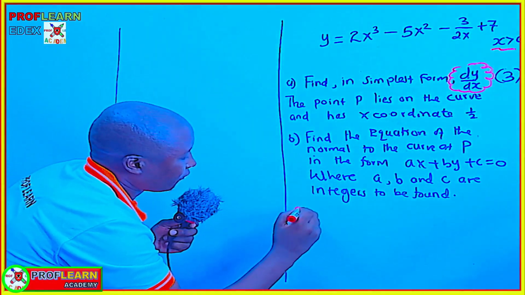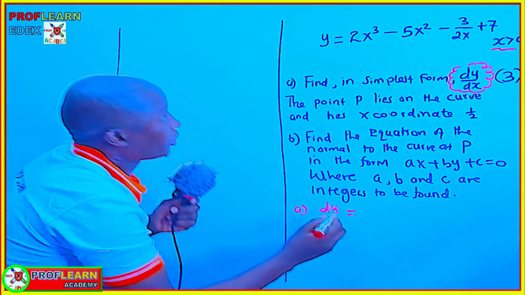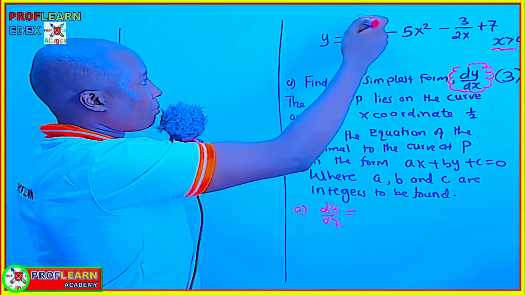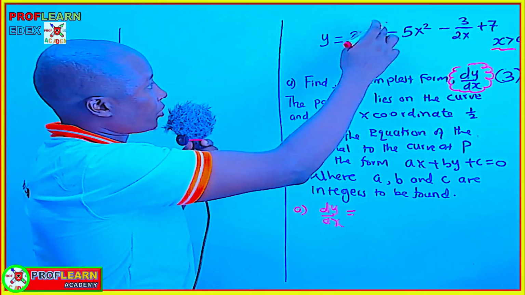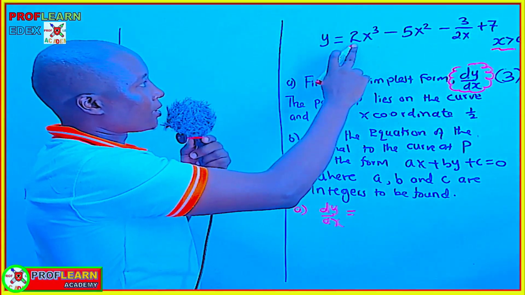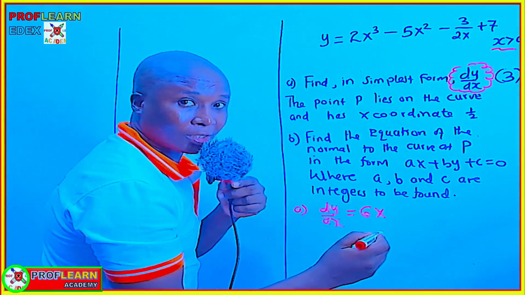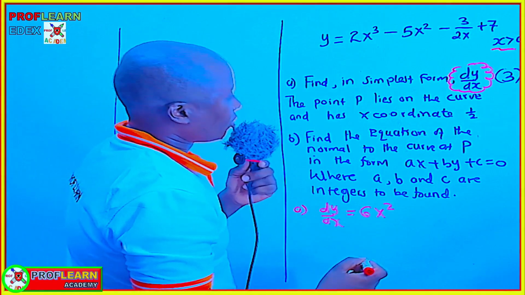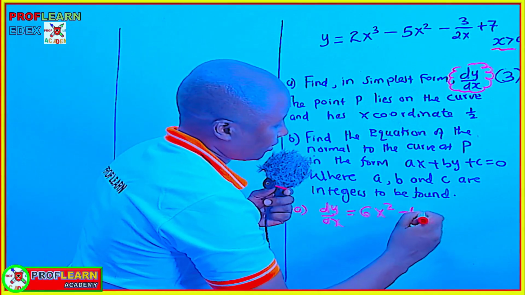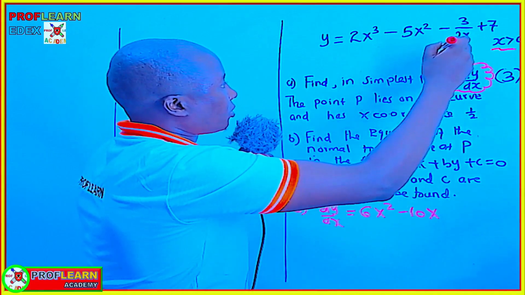So for part a, dy/dx is going to be equal to, we take the power down, then we decrease it by 1. So for instance, this 3 will be brought down here, times 2, that becomes 6, and the power was 3 minus 1, that becomes power 2. And next we are going to have minus 10x.